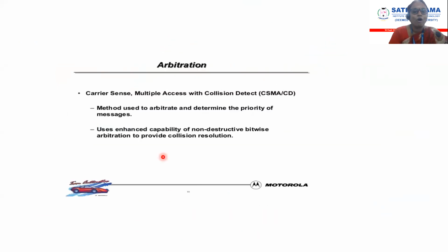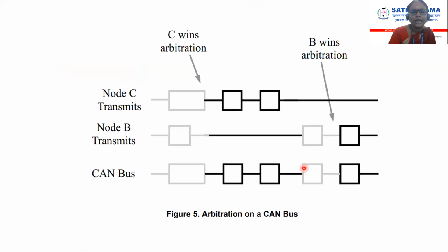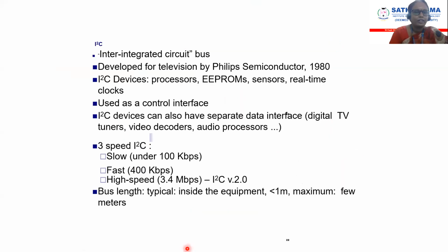For arbitration, I told you two more methods to arbitrate and determine the priority of the buses. To avoid collision, we always go for the arbitration logic. So here node C wins the arbitration, so it will transmit. Next node B is judged by priority, deciding which node has to transmit the message. So CAN is over.